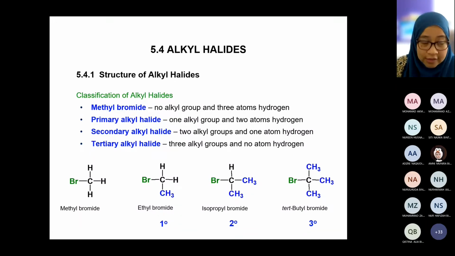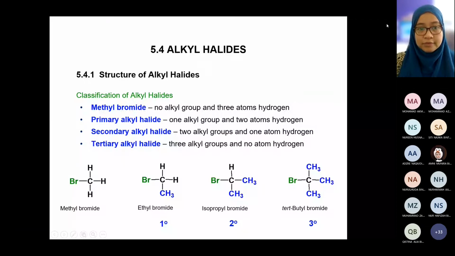Classification of alkyl halide. We can classify alkyl halide as methyl halide, primary halide, secondary halide, and tertiary halide. This is almost the same as the degree of carbon that we learned in previous slides, where we have to classify the degree of the carbon. All right, it's the same, very simple. Even though we have the explanation here, this is just to justify how we classify the alkyl halide, but it is actually very straightforward.